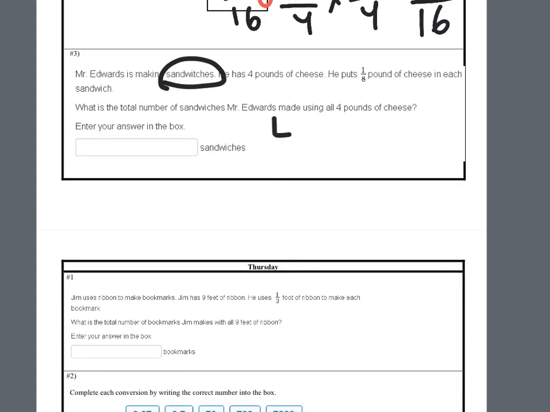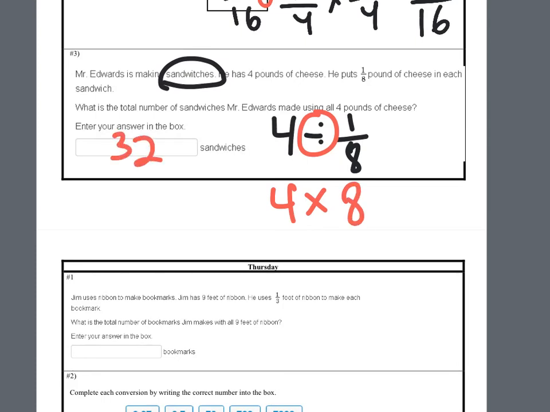Well, he has 4 pounds of cheese. He's splitting it up into eighths, because every eighth equals a sandwich. So we want to figure out how many sandwiches there are. Because you know it's division, we keep, change it, and then don't forget, flip it. So it'll be 4 times 8. So the answer is going to be 32 sandwiches.